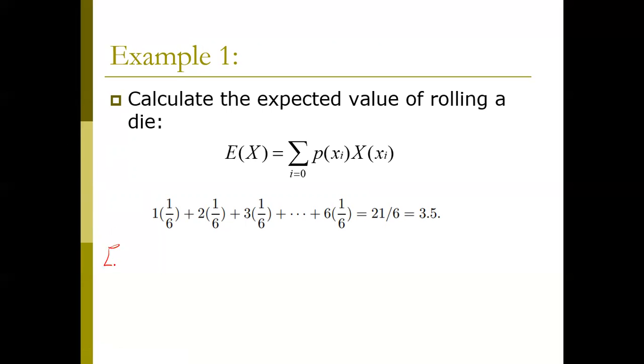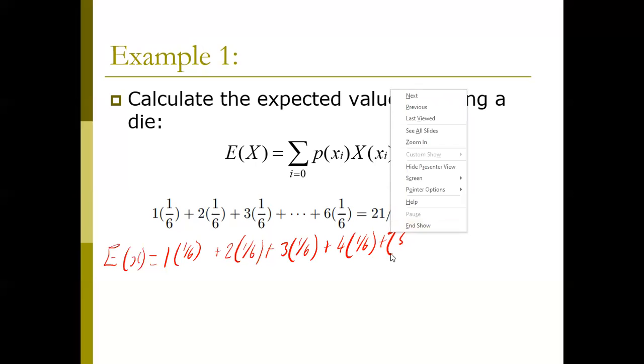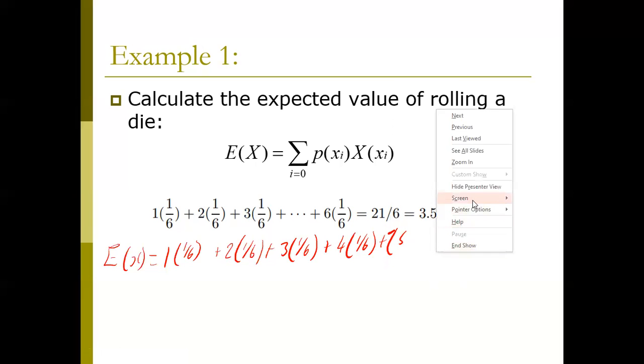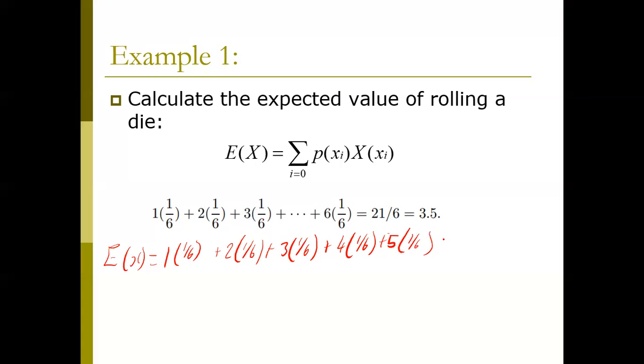So the expected value, that's E of x, will be equal to 1 times 1 over 6, plus 2 times 1 over 6, plus 3 times 1 over 6, plus 4 times 1 over 6, plus 5 times 1 over 6, plus 6 times 1 over 6. All right, so let's work these out.